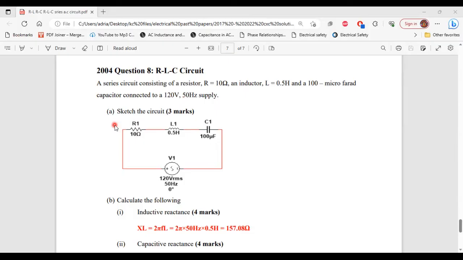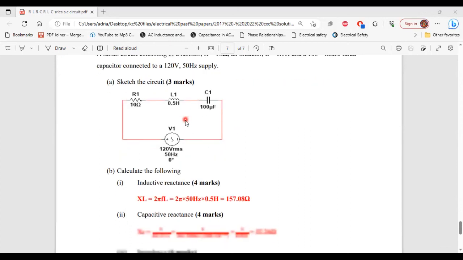So part A says sketch the circuit. So here's the circuit diagram where we have R1 connected in series with L1 and C1 across a 120 volt 50 hertz supply. So R1 is 10 ohm, L1 is 0.5 Henry, and C1 is 100 microfarad. So that's it for part A.